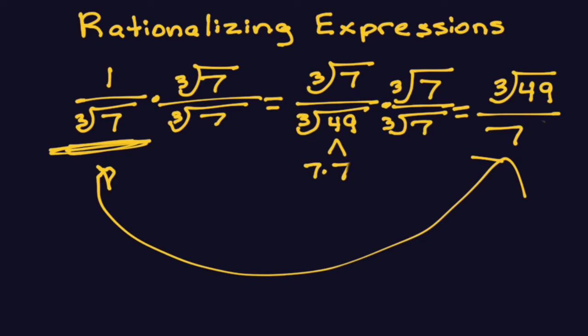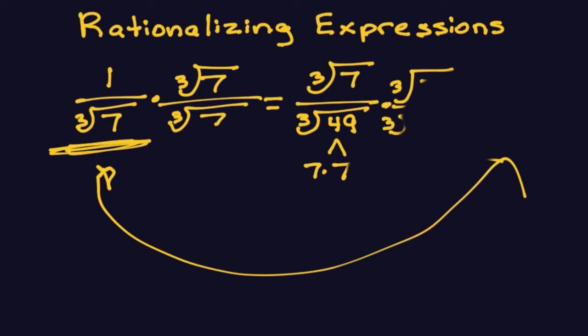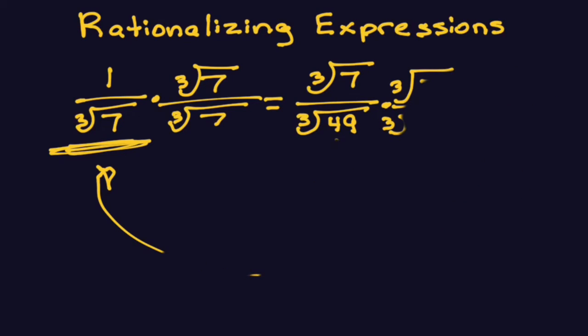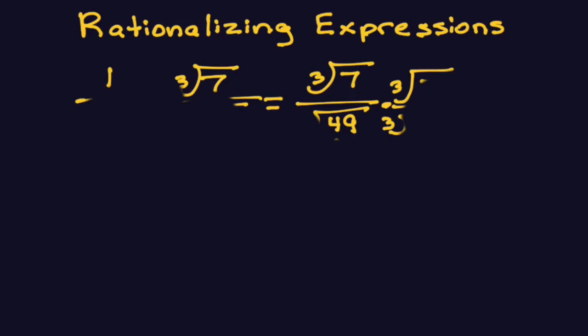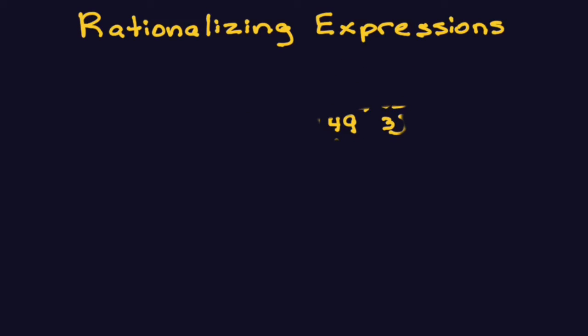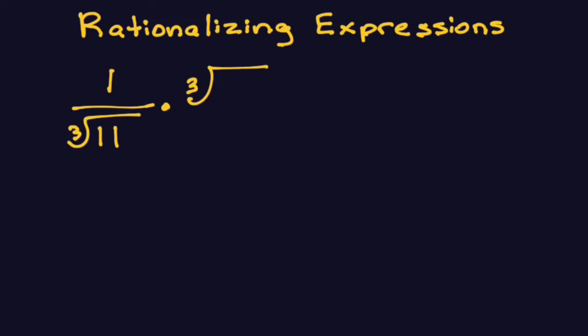Now, let's do a couple more, 2 more. Let's say we had a problem like 1 over the cube root of 11, and we needed to rationalize this. Now, we could do the same thing. We could do the cube root of 11 over the cube root of 11.